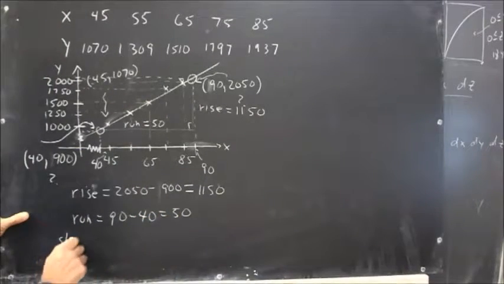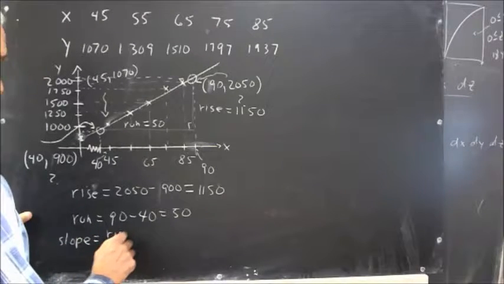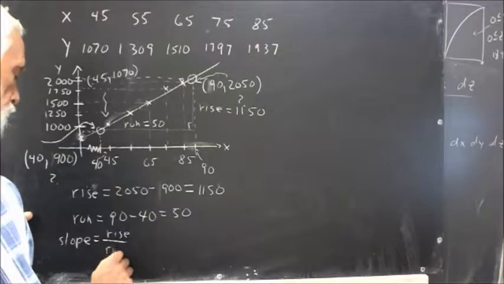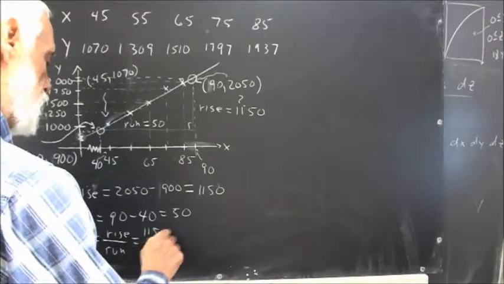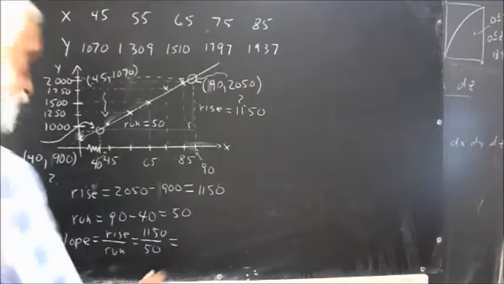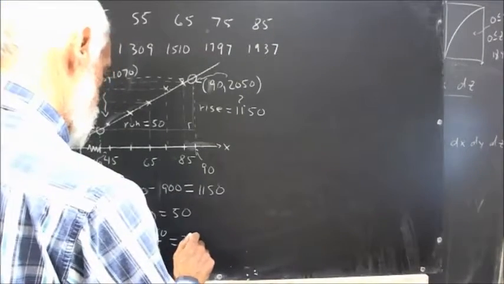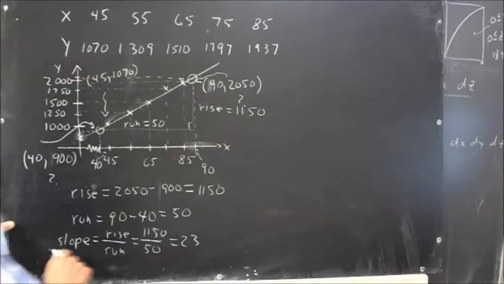So the slope is rise divided by run, which equals 1150 over 50, which equals 23. Okay? And check my division. I think that's right, but I'm not going to take it to the bank. Okay, so we have the slope of our straight line.